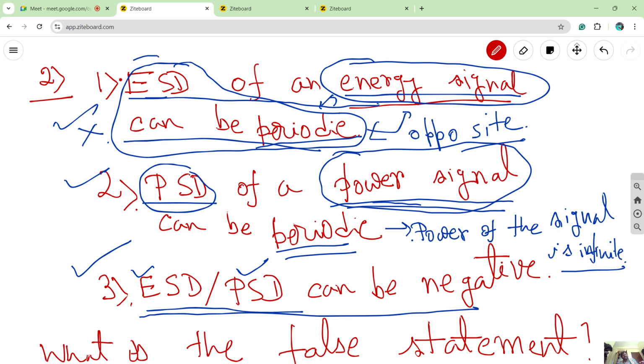So this quantity actually suggests what is the distribution over frequency, and this suggests what is the framework. If we are talking about energy, we know that if ESD is periodic, then it cannot be an energy signal. I think it's clear for you, right? Yes.